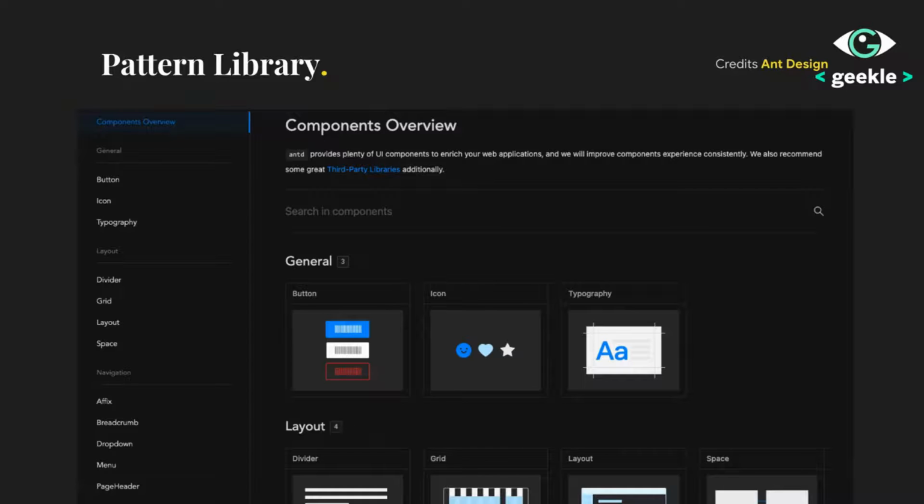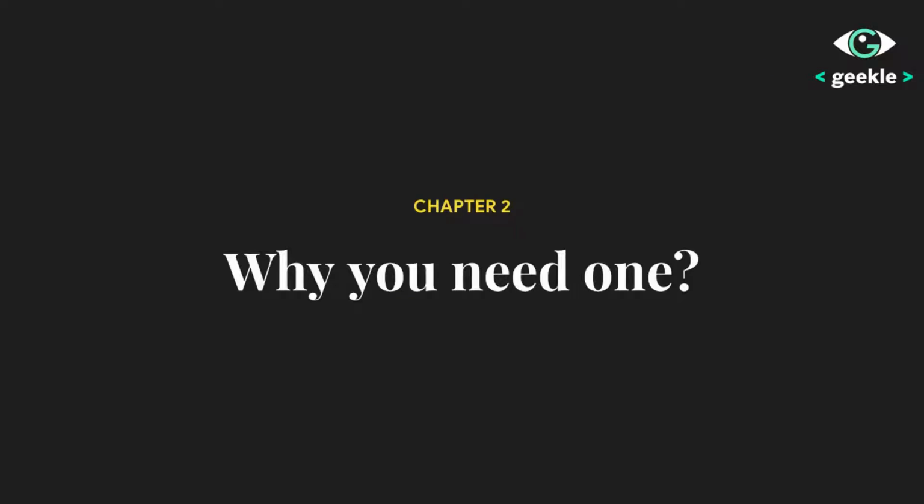But this whole atomic design and this whole idea of making a visual design language, which consists of a style guide and pattern library, is to have an understanding from multiple teams and from various stakeholders, just to develop this pattern library internally, so that you can reuse it when you start building your application. So chapter 2 is: why you need one.